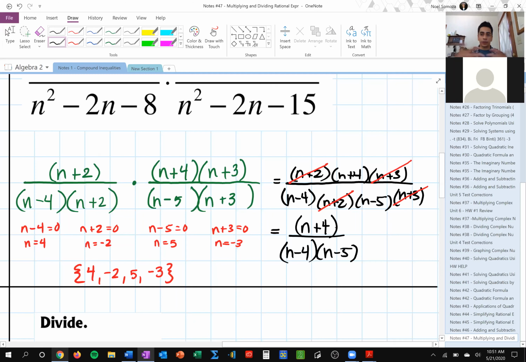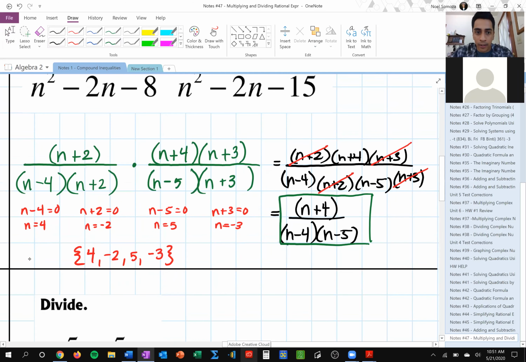Again, do not FOIL those in. You can leave the answer the way it is. That is perfectly fine. Don't waste time FOILing in and then potentially making a mistake. Okay, so that would be our final expression there for this example. Okay, so you want to factor and leave things in factored format. Okay, it's the best way to approach these types of problems.